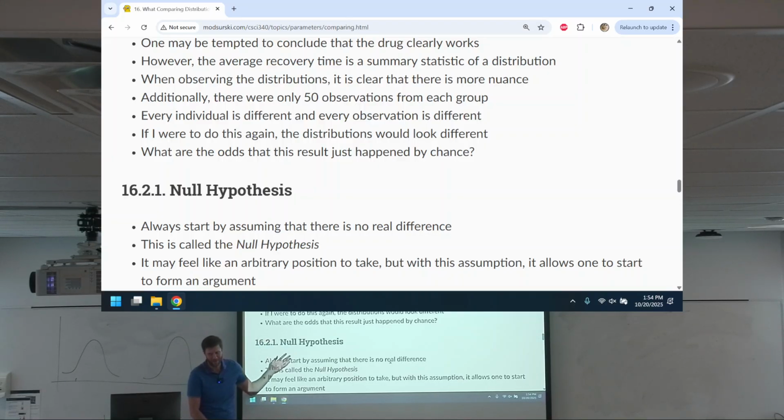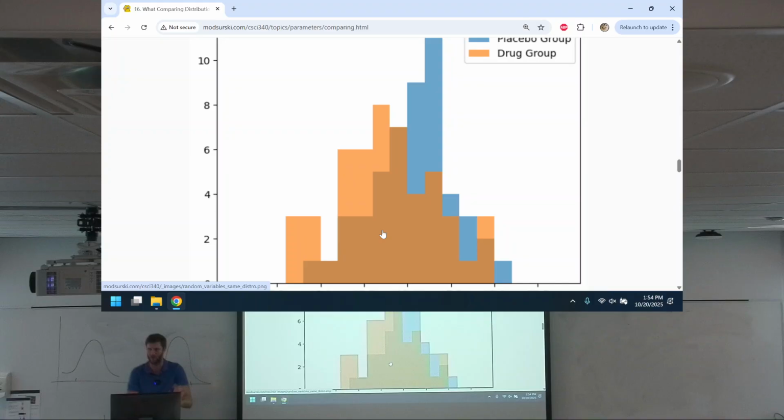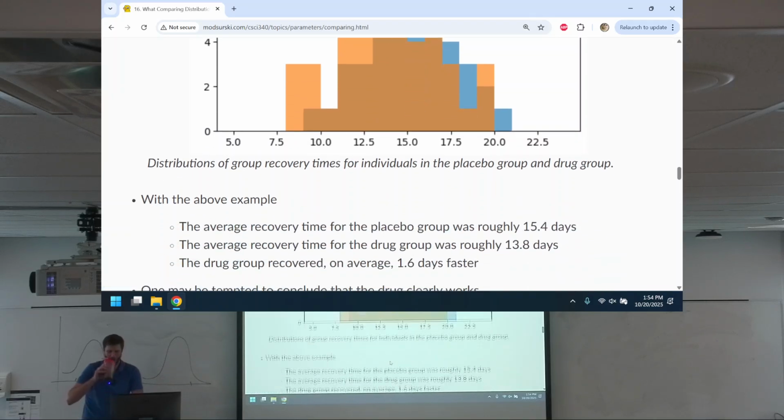What are the odds that this result just happened by chance? When I say result, I mean these distributions. What are the odds that it just happened to look like this? You'll see what I mean by that very shortly, I think. Again, any questions up until this point? All right.